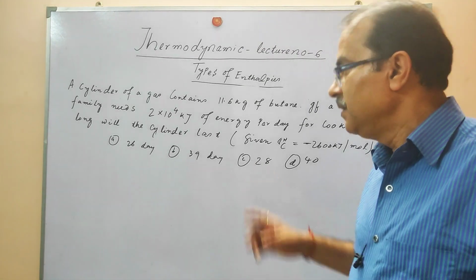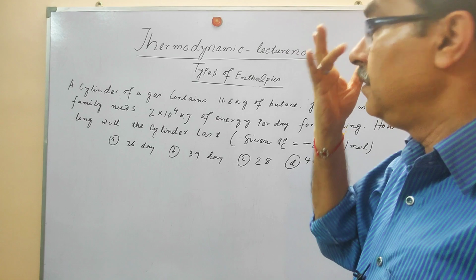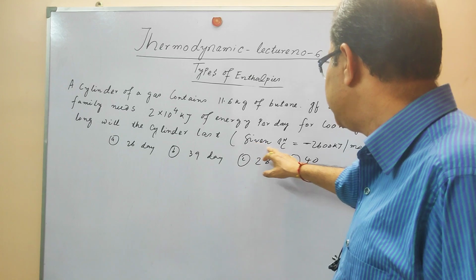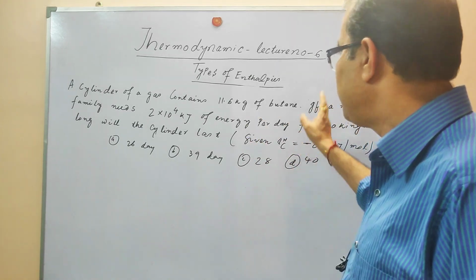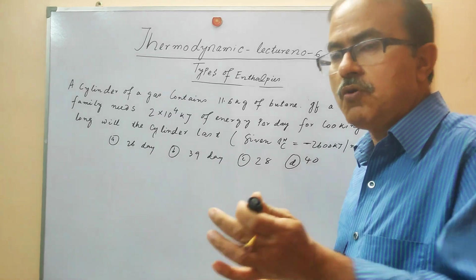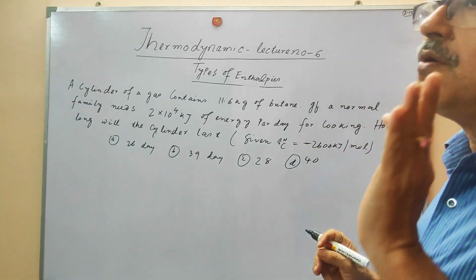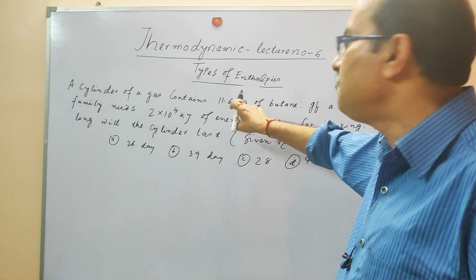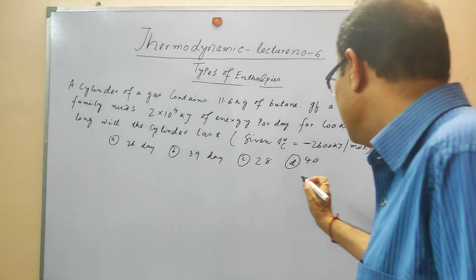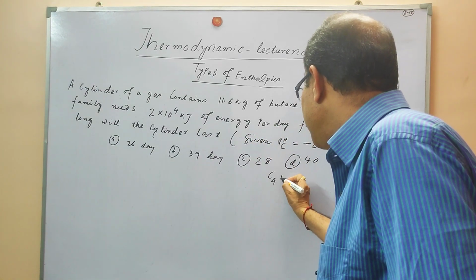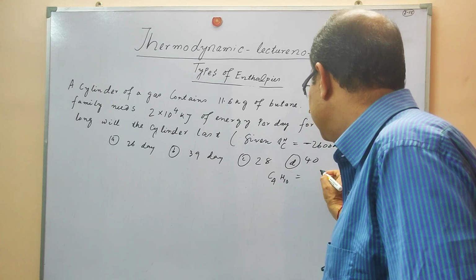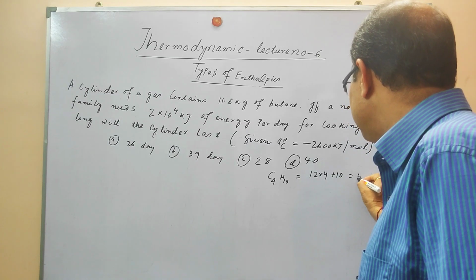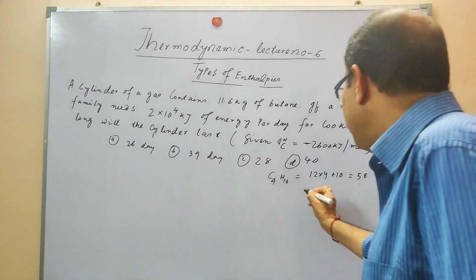How do we solve? We already discussed the enthalpy of combustion. It is given for butane, and from this you have to calculate. First, combustion means 1 mole of substance, how much energy it will release. So we have to convert this 11.6 kilo of butane into moles. Butane, we know, 1 mole means 58 gram.